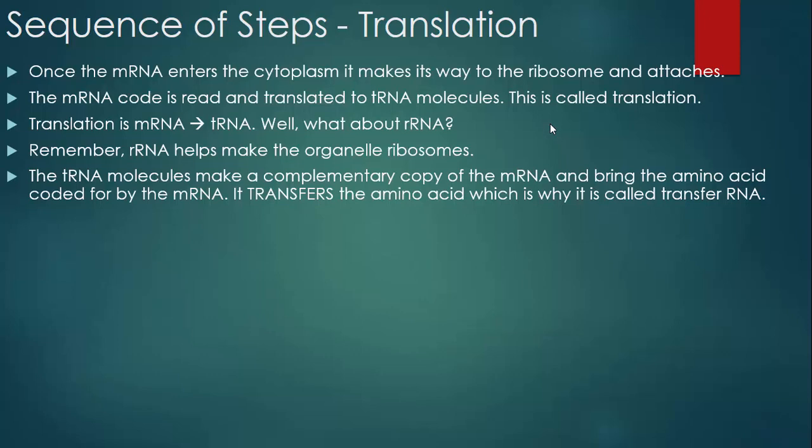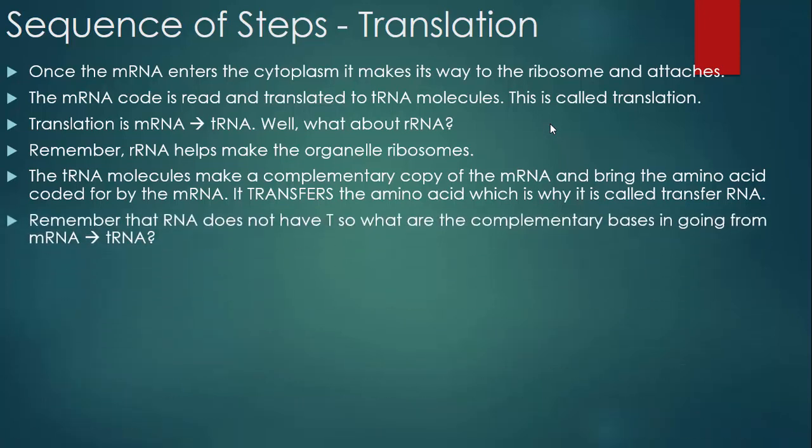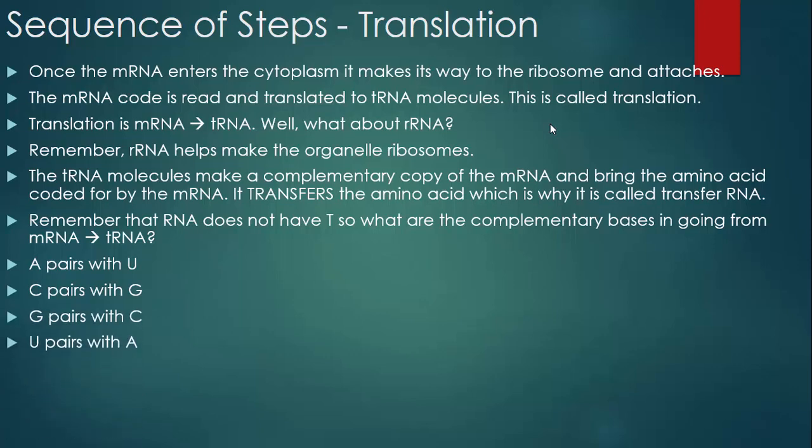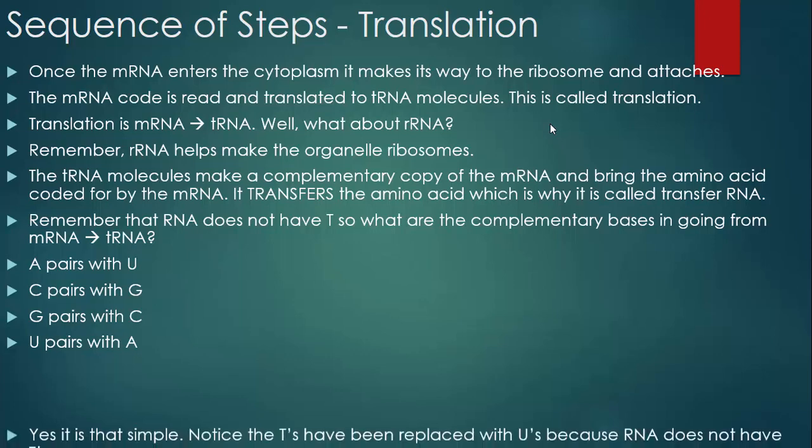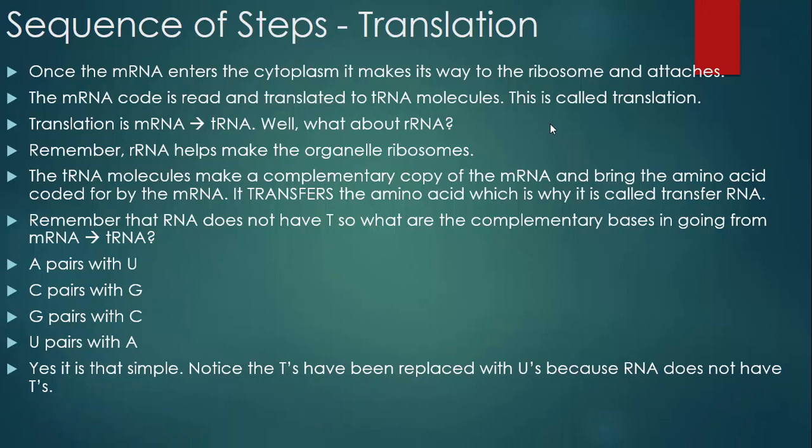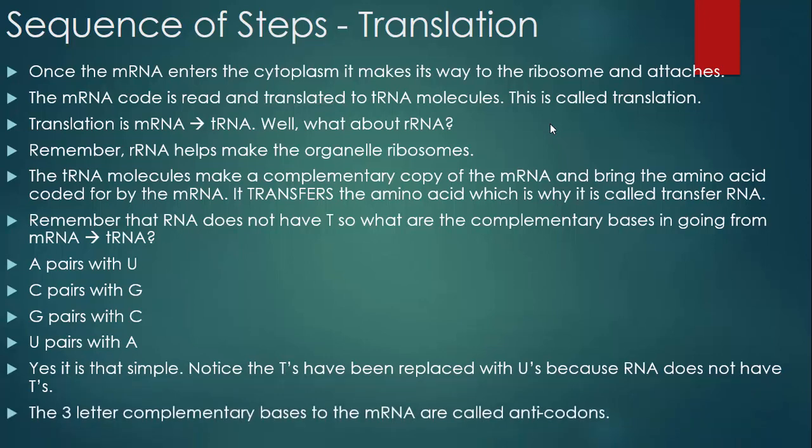So here's how it pairs up. Now we're going from mRNA to tRNA, so we only have the letters A, C, G, and U. RNA doesn't have T, so A is going to pair with U, C is going to pair with G, G is going to pair with C, and U is going to pair with A, because we're going from mRNA to tRNA, and RNA doesn't have T, it has U's. So yes, it's that simple. Notice the T's have been replaced with U's because RNA does not have T's.